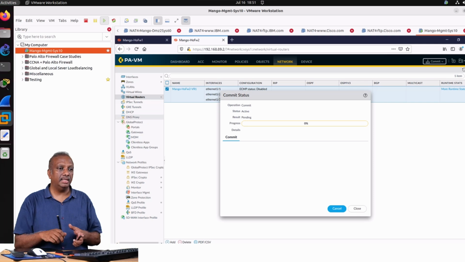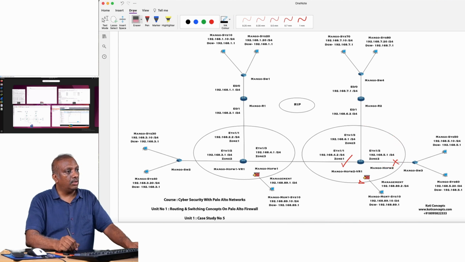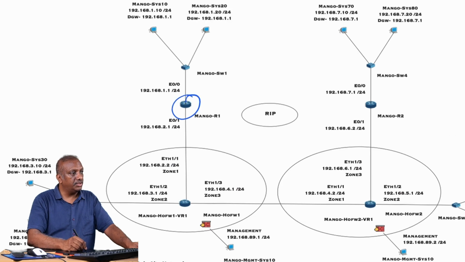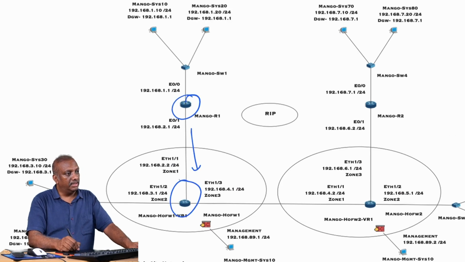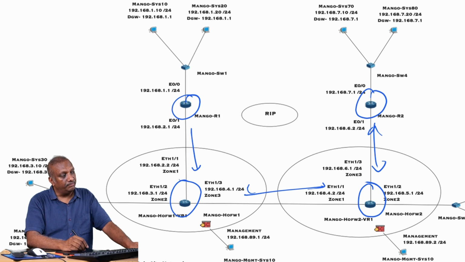Once you commit the changes, what happens now? If you see the case study diagram, RIP protocol has been enabled, right? So these two routers will talk to each other, they exchange the routes. This also will talk, exchange the routes. These also will exchange the routes, right? So all the routers should know about all the network IDs now.